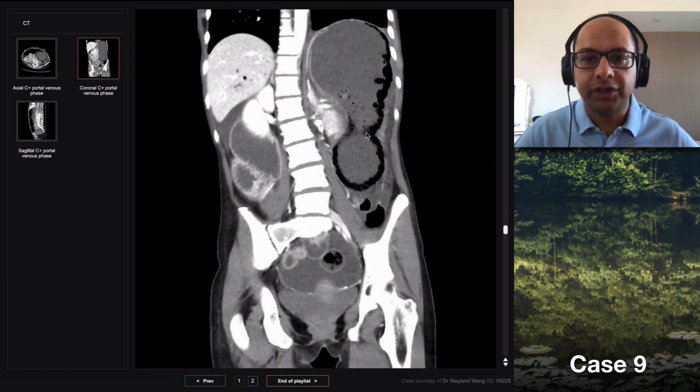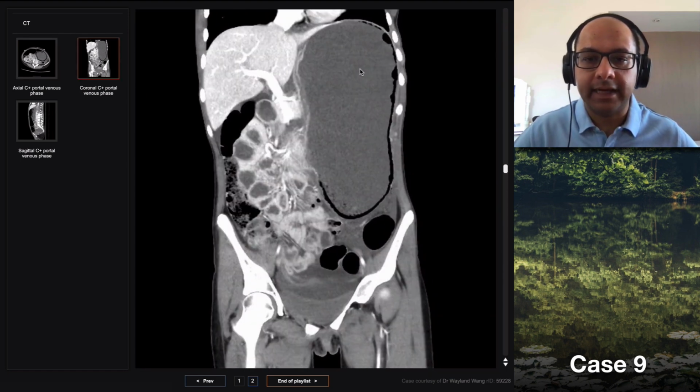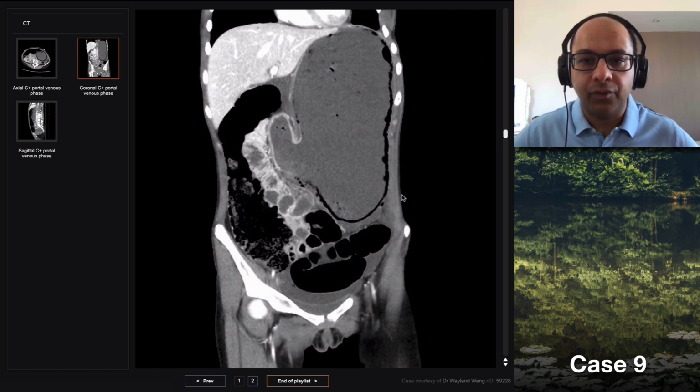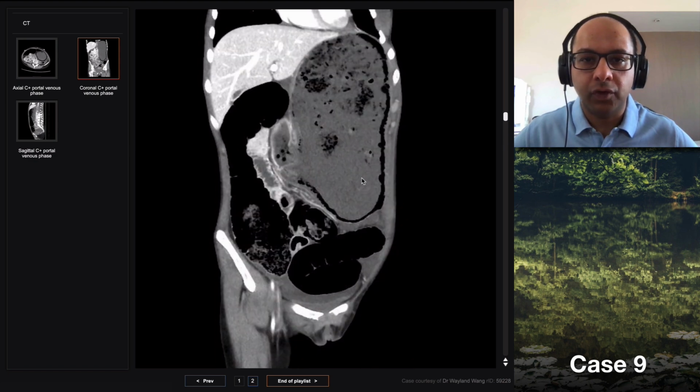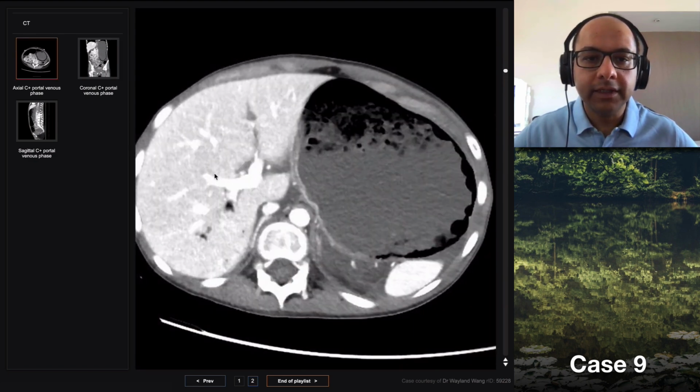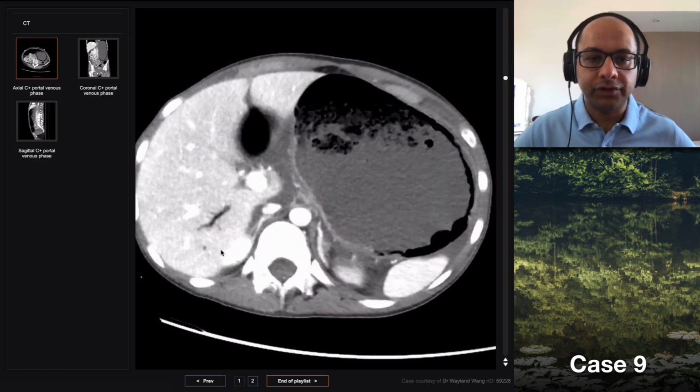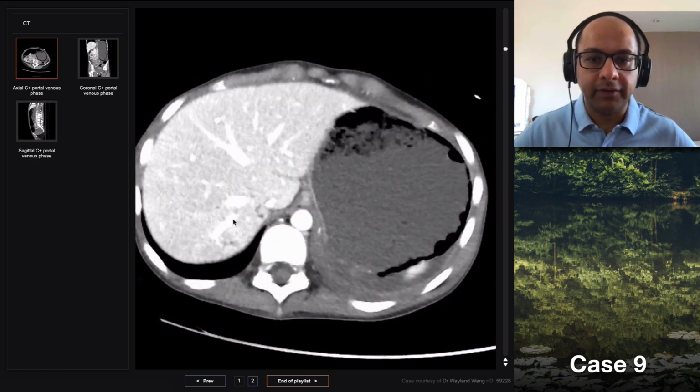The coronal view shows you how grossly distended the stomach is, with very poor enhancement of much of the stomach wall, apart from here towards the pylorus. And we see that gas within a very large portion of the wall of the stomach. And then you also point out there's gas within the periphery of the liver. So this is within the portal venous system, not within the biliary system.